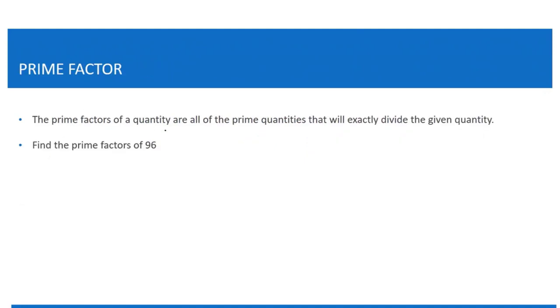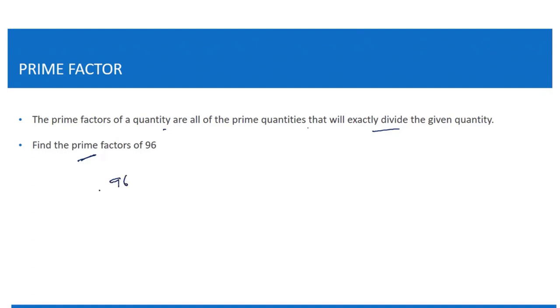Let us go with prime factors. The prime factors of a quantity are all of the prime quantities that will exactly divide the given quantity. Say for example, 96. Find the prime factors of 96, not factors, prime factors. A prime number is a number which is divisible only by 1 and itself. So that we have to find out.